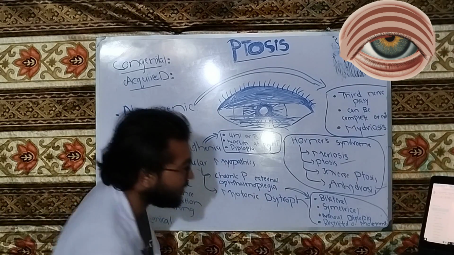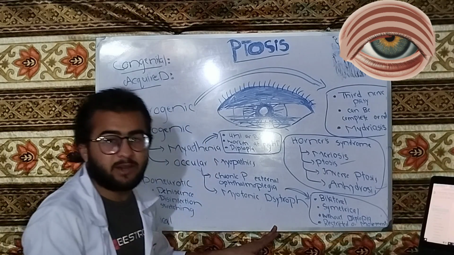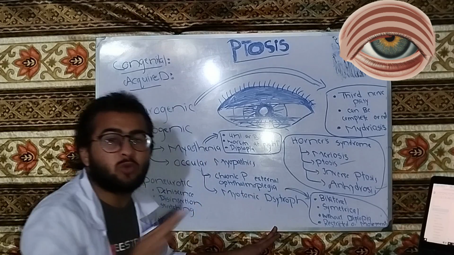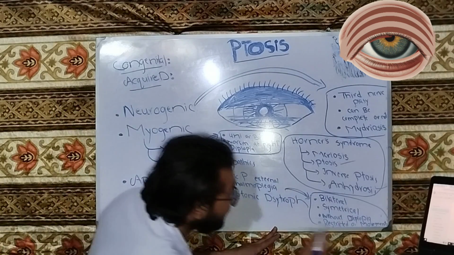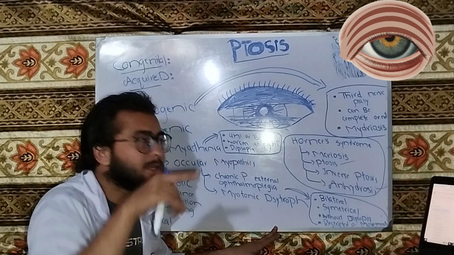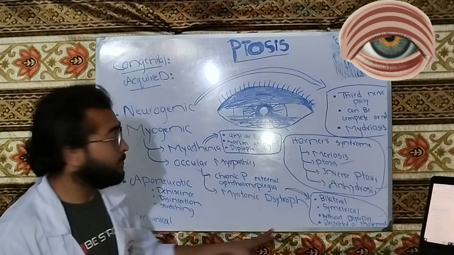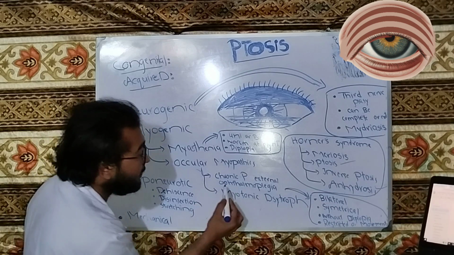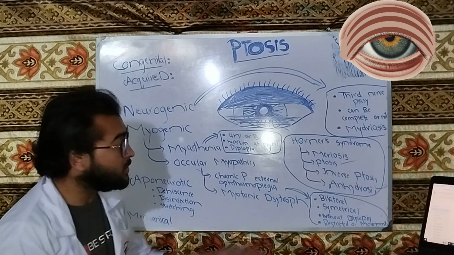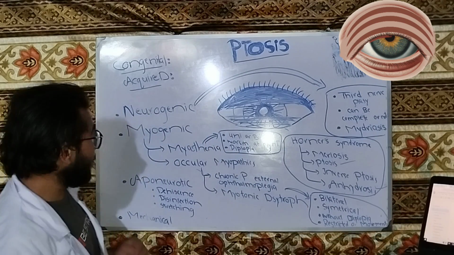Okay, the ptotic features are: it is a bilateral condition, and it is symmetrical. The ptosis will be symmetrical and there will be no diplopia. The ocular movements, upward, downward, lateral, medial, all the movements will be restricted because there is a problem with the muscle. There is ophthalmoplegia of the muscle, or there is myotonic dystrophy. So that's why the movements will be restricted.